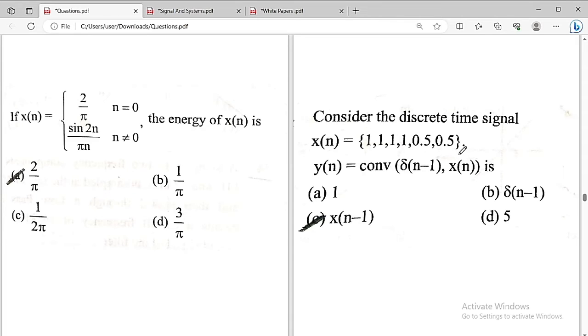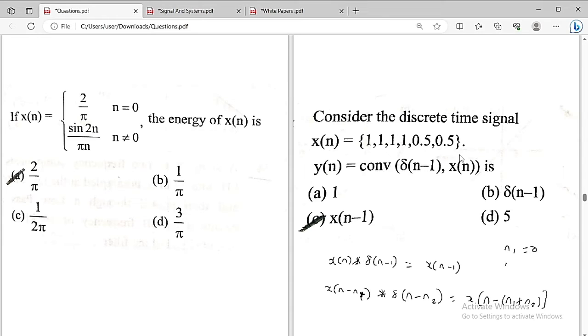They are asking this question. It's a very basic question. The correct solution of this question is nothing but x of n minus 1. So listen carefully. What they are asking is the convolution of x of n with delta of n minus 1, which is equal to x of n minus 1, because I have already told you the basic formula: x of n minus n1, convolution of delta of n minus n2, is nothing but x of n minus of n1 plus n2. So in this case n1 is nothing but 0 and n2 is equal to 1.